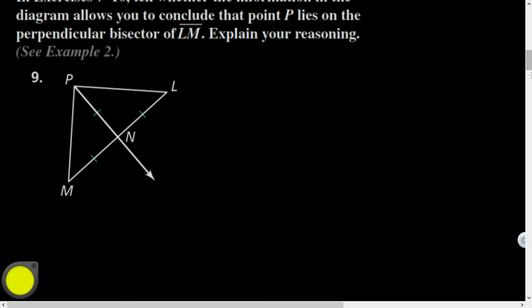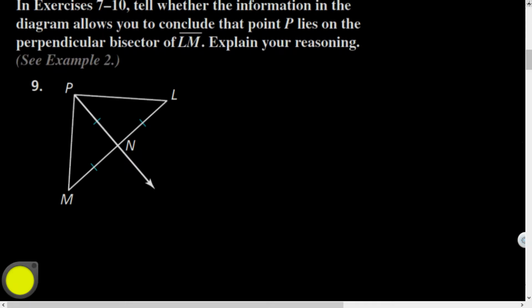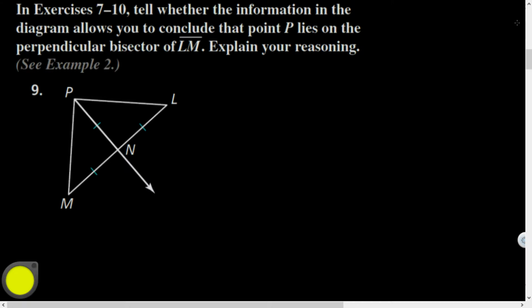Let's see. Tell whether there's enough information to conclude that P lies on a perpendicular bisector. So PN is a ray that is a bisector of this. Knowing this is kind of interesting, but I don't believe I have enough to prove perpendicularity here. I would know that these two angles are congruent by base angles theorem. I'd know that these two angles are congruent by base angles theorem. They're actually all four congruent to each other.